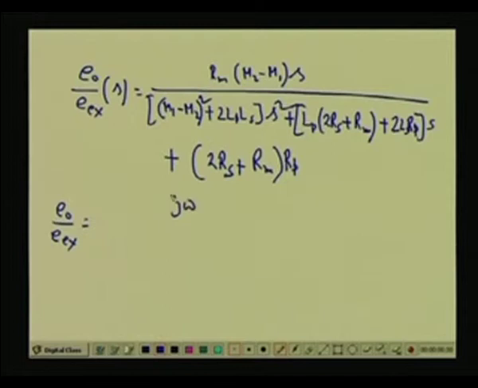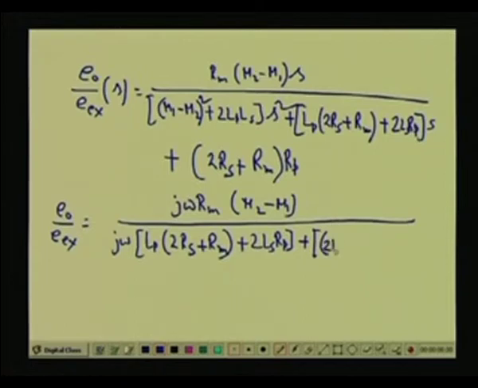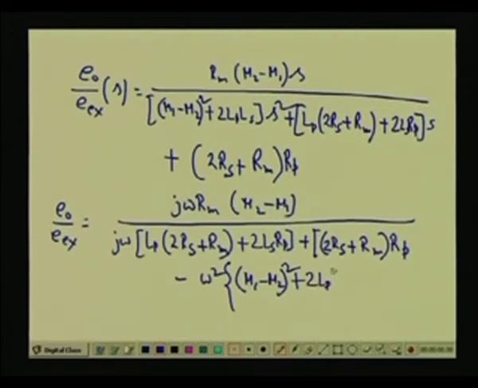These equations if I write in the j omega domain, it will look like Ex equal to j omega Rm (M2 minus M1) upon j omega times LP (2 RS plus RM) plus 2 LS RP, plus the term 2 RS RM, and LP LS like this one.